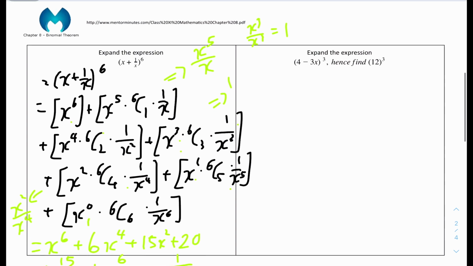Then we have question number 4. Expand the expression (4 minus 3x) to the power of 3. So we'll just do this now. (4 minus 3x) to the power of 3.